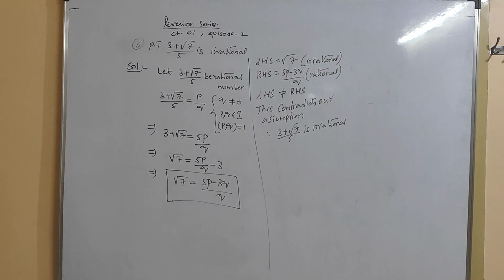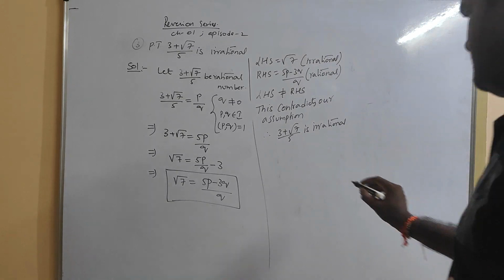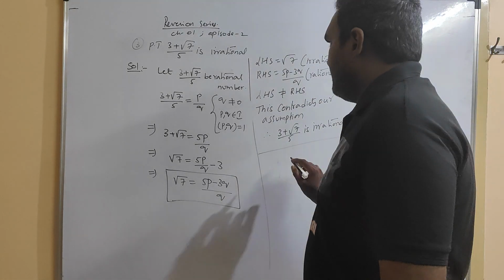Simple questions only, but the procedure is how to follow and where to stop. You got that root 7 is equal to 5p minus 3q by q. You don't know where to stop. What will you do? Root 7 is there, I have to do squaring? That is not required. Root 7 is irrational, this side it is rational. Rational equal to irrational is wrong. So like that we will contradict our assumption. Okay, clear or not? For this, practice problems if you want.